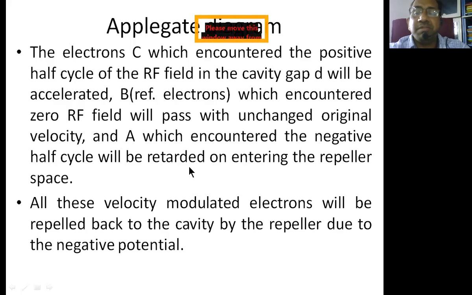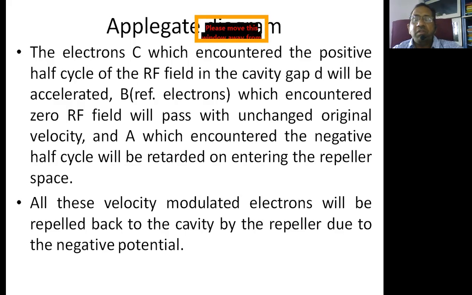So the same thing has been explained in this particular description. Now the electron C, which encountered the positive half cycle of the RF field in the cavity gap, is going to experience more positive voltage and will be accelerated. Therefore they are called fast electrons. Anybody who is moving fast reaches the destination fast. So B is nothing but a reference electron which encountered the zero RF field, because it is totally on the zero line, and passes with unchanged original velocity.